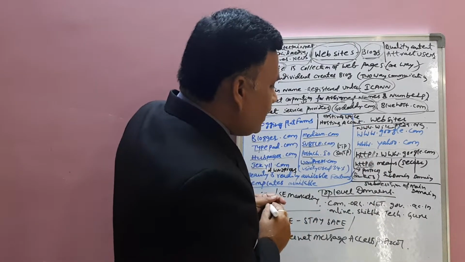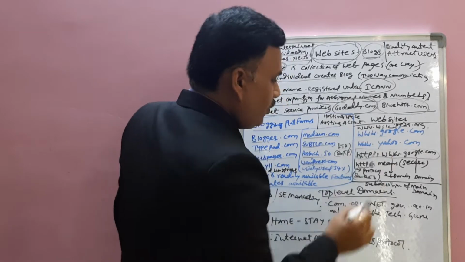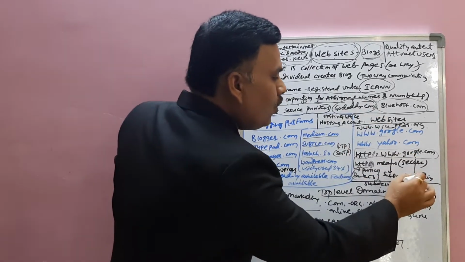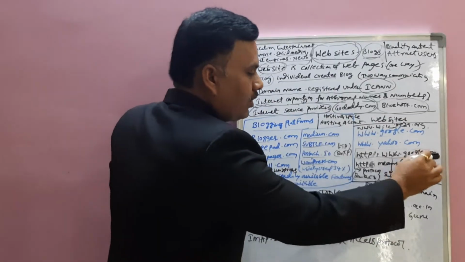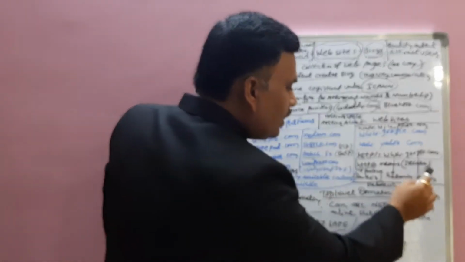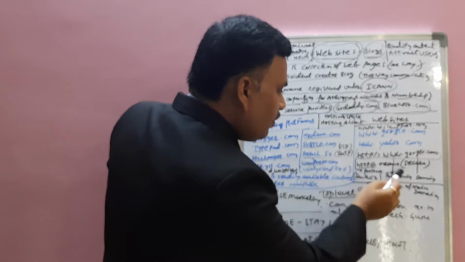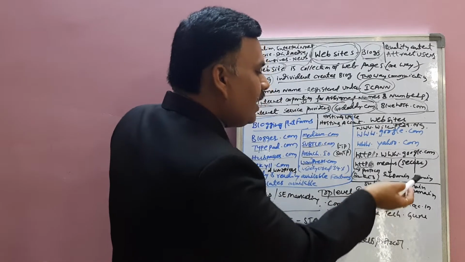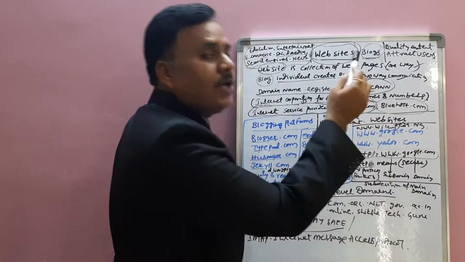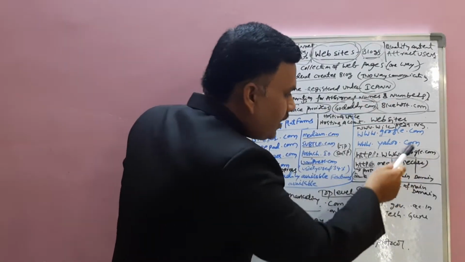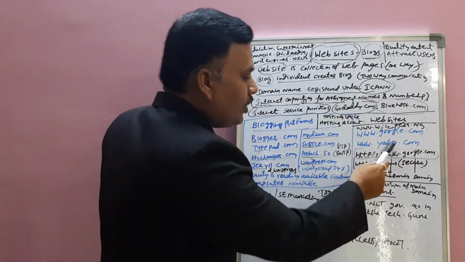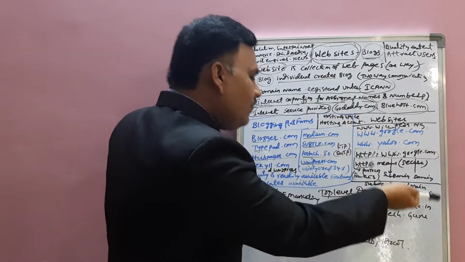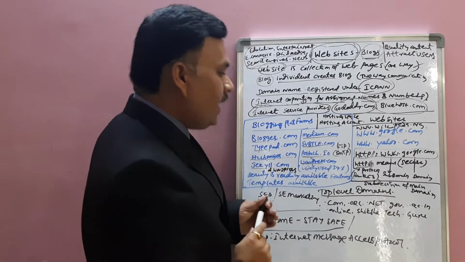Here, what does it mean? HTTP is a protocol, www is a subdomain, and Google is a domain, google.com. So Google is the main domain, and www is a subdomain. A subdomain is nothing but a subdivision of the main domain.